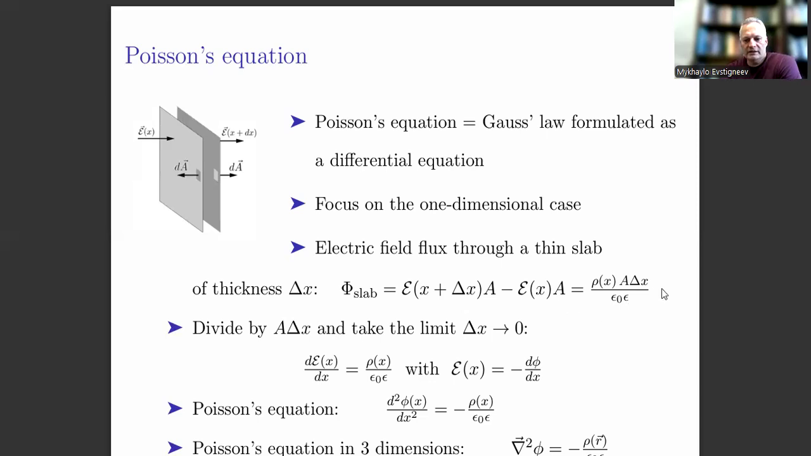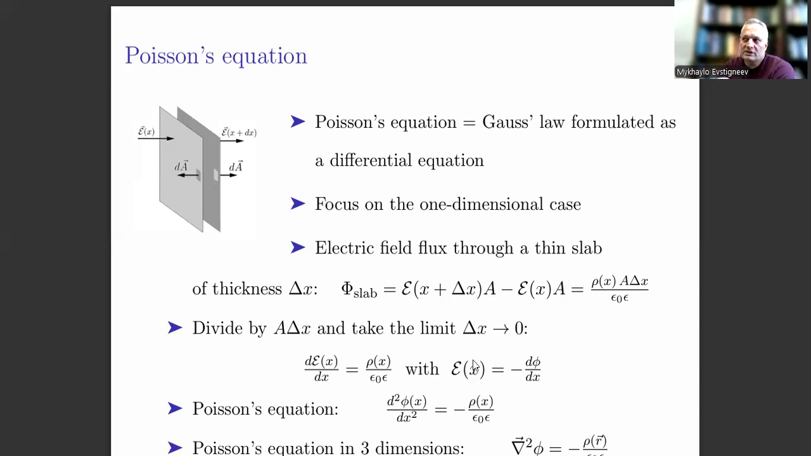Then we can divide by delta x and take the limit delta x goes to 0, in which case we will have E of x plus delta x minus E of x divided by delta x, which in the limit delta x goes to 0 becomes just the derivative of the electric field dE by dx. In the right-hand side, we will get rho of x, so the local charge density, divided by epsilon naught epsilon. Now we recall that, so this is already Poisson's equation.